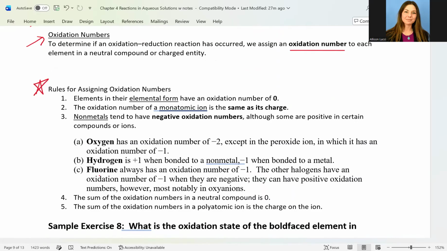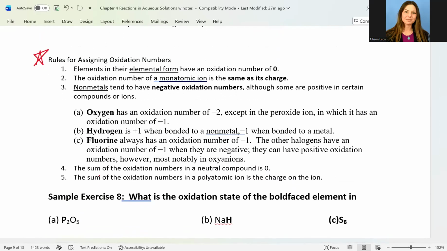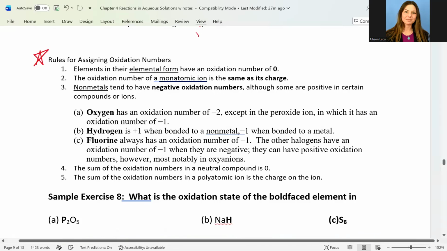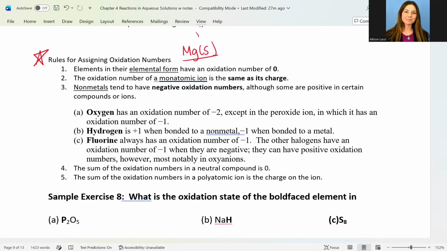So for this first rule, we should note that elements in their elemental form, so say we have magnesium solid, that's its elemental form. We also have the diatomics that are always gases in their elemental form. So the diatomic molecules will be gaseous in their elemental form under normal temperature and pressure conditions. And then things like metals, so calcium by itself, these are all in their elemental form. And all of those would have an oxidation number of 0.